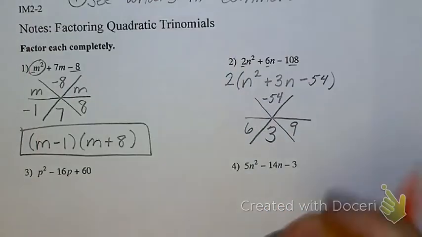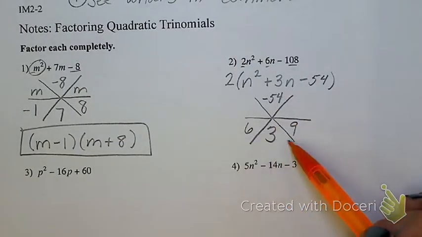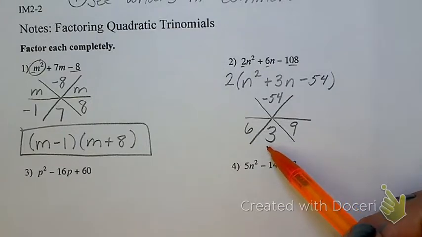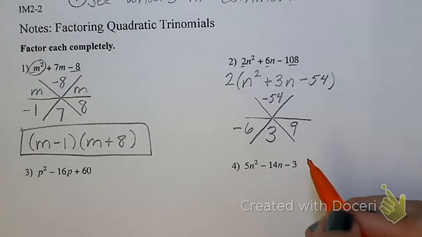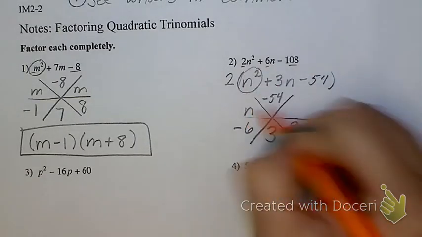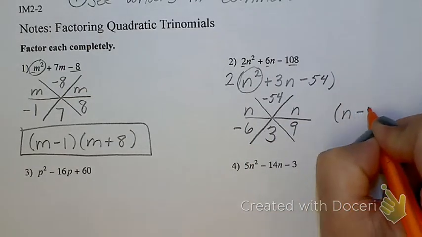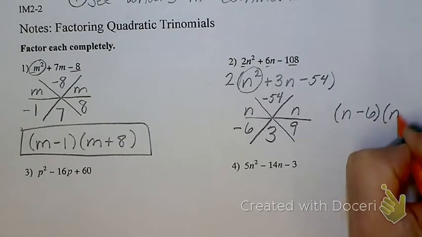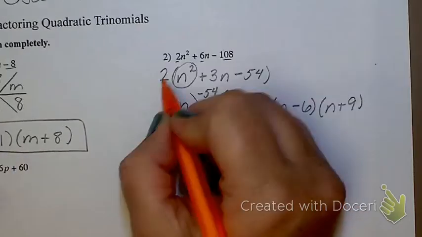Okay, now I'll play around with my negatives. They have to multiply to get negative 54, so one of them has to be negative, right? How can they add to get 3? If the 6 is negative, that'll get me the positive 3. What do I put on top? I take the n squared, I split it up to n and n. So I have n minus 6 and n plus 9. And I can't forget what? The 2 that I took out in that first step.